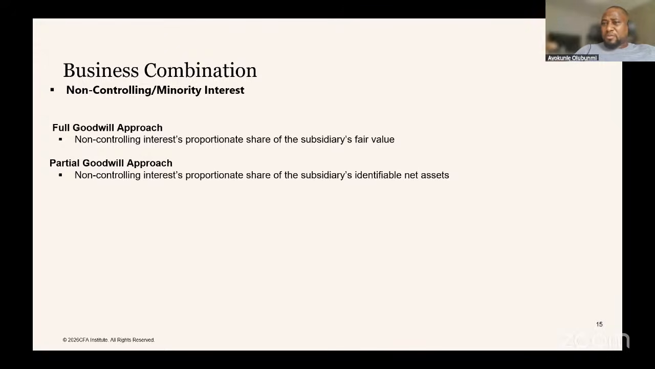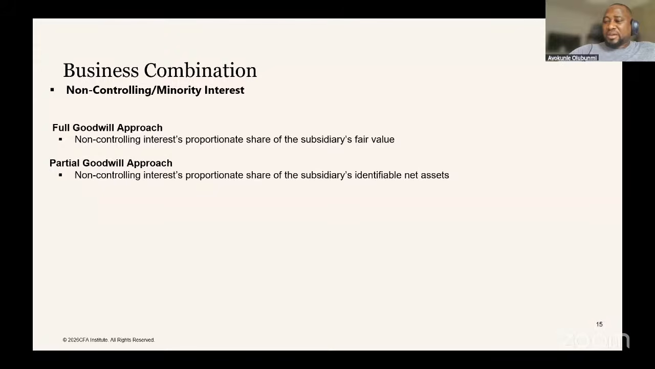Of course, you remember from level 1 that there are some economic assets that we don't have on the books that we consider when we are valuing companies. So oftentimes, you notice that the fair value of the company is higher than the fair value of the company's net assets. Having said that, for the full goodwill approach, NCI is the NCI percentage multiplied by the fair value of the company.